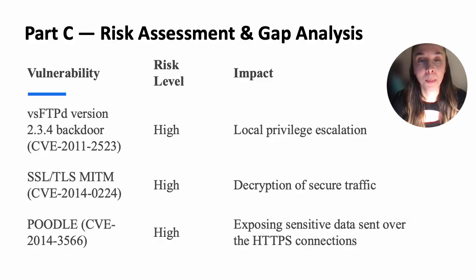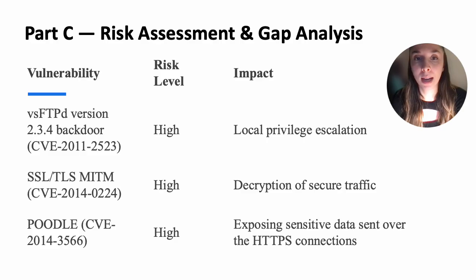So I chose these three vulnerabilities for mine. Starting off, you see the vsftpd version 2.3.4 backdoor vulnerability, with CVE-2011-2523 for the CVE ID number. The risk level here is high, which was what I was looking for. And the impact here was local privilege escalation. The next one that I chose was the SSL/TLS MITM vulnerability.